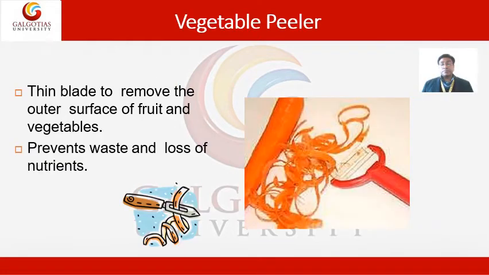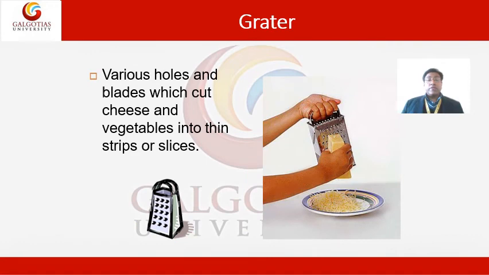This is a vegetable peeler, used to remove the outer surface of fruits and vegetables, and it prevents wastage and loss of nutrients. Then we have a grater with various holes. A grater is for grating cheese and vegetables, and thin strips or slices can be cut from the grater as well. It has various holes, so the food is grated on it to get the desired results.